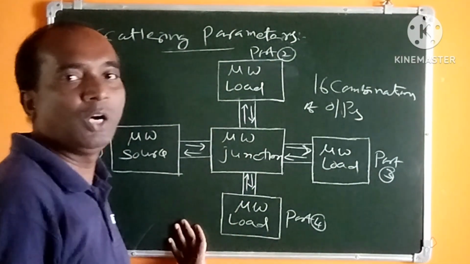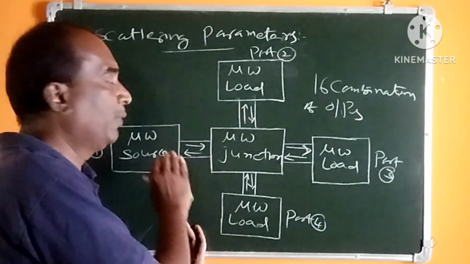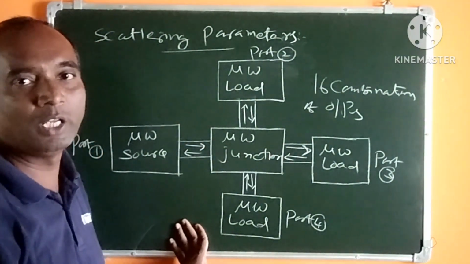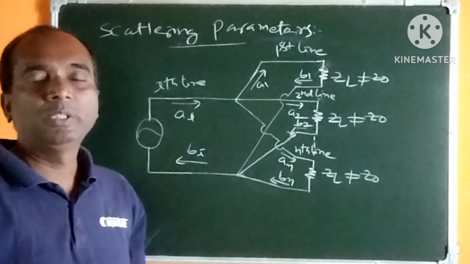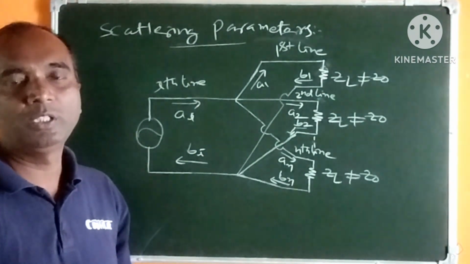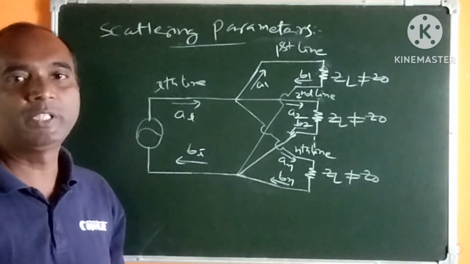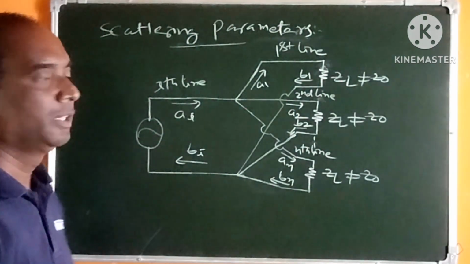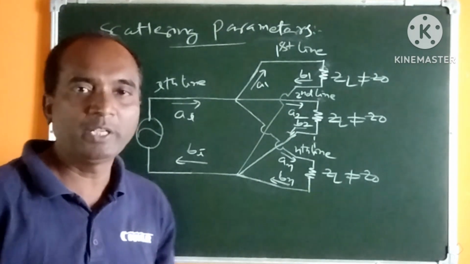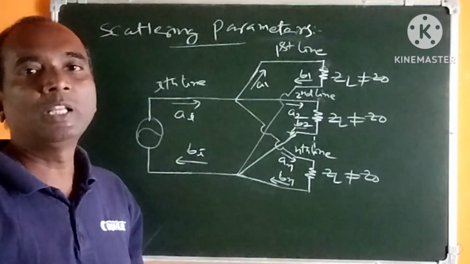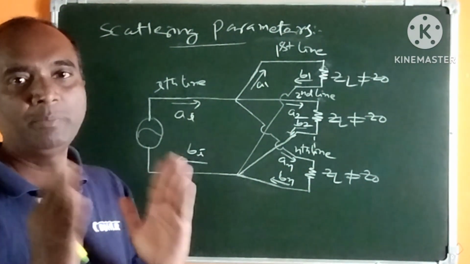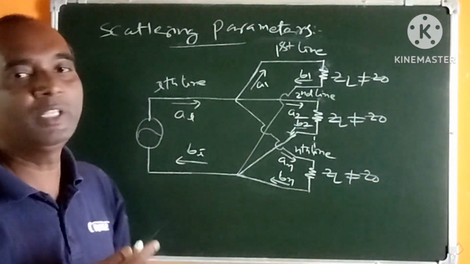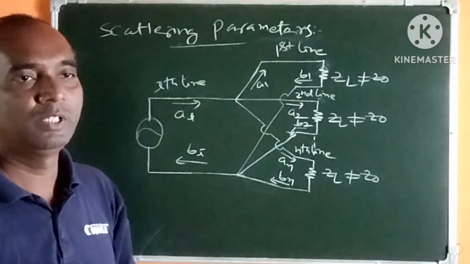You can see how power is distributed when it is given at one port, transferred, and comes out through the other port. Now the input-output relations are represented in the form of a matrix. That matrix is called the scattering matrix, and the parameters contained in that matrix are called the scattering parameters or S parameters.